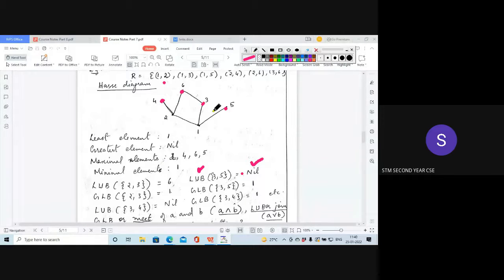For this Hasse diagram to be a lattice, each pair of elements in the Hasse diagram should have a least upper bound and a greatest lower bound. So is this a lattice?